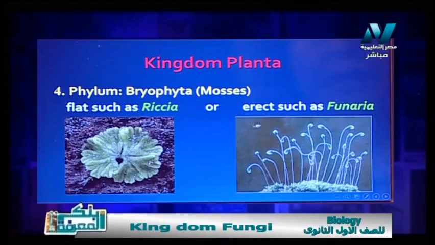The other type is Funaria, and Funaria is erect, as you see in the picture. Also, they have rhizoids, root-like, stem-like, and sometimes leaf-like structures. And the Funaria goes erect into the air above the soil surface. So the examples are Riccia and Funaria.